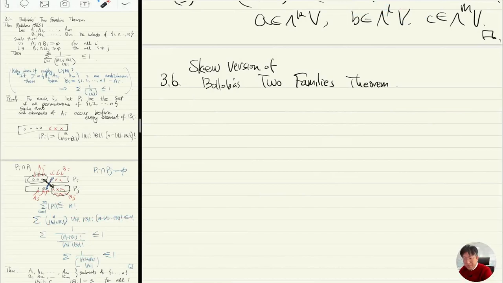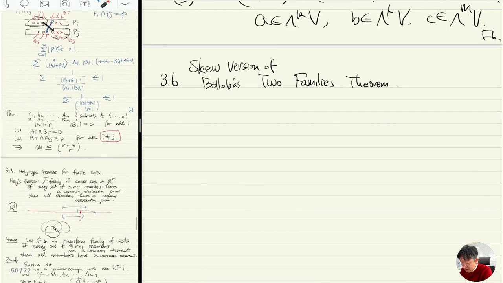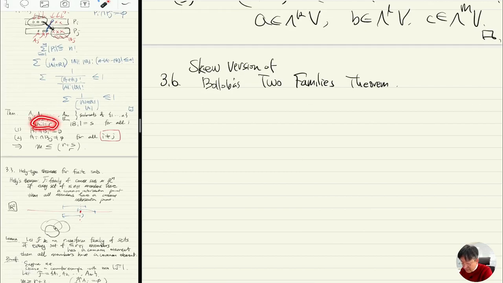Alright, now let me start this video by reminding you of Bollobás' two-family theorem. So you have two families of subsets of 1 up to n, a1 up to am and b1 up to bm, such that ai intersection bi is empty and ai intersection bj is non-empty when i is different from j. Then we have this inequality, but in particular, when each ai has size r and each bi has size s, then the number of them is at most r plus s choose r.